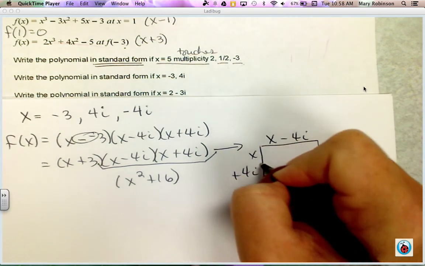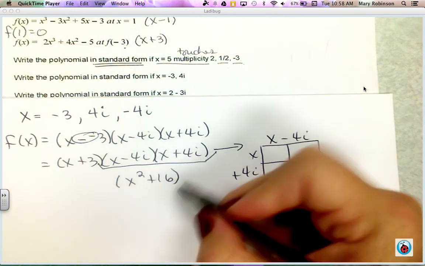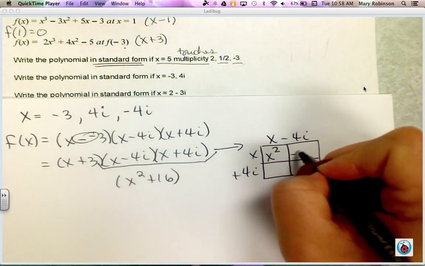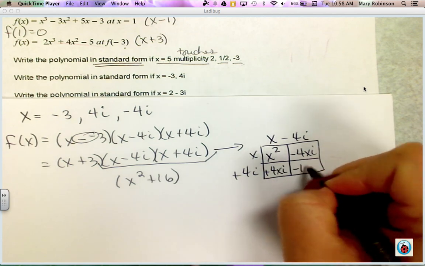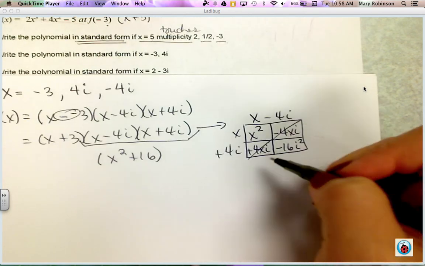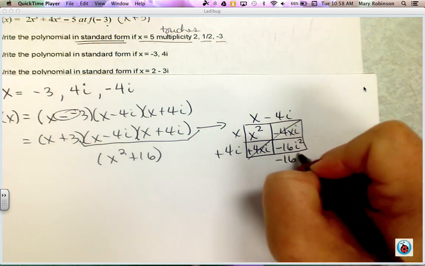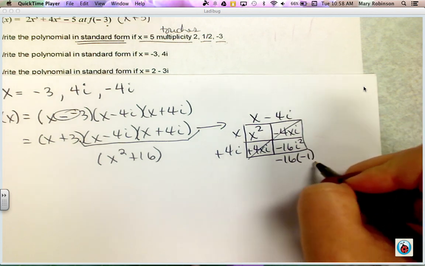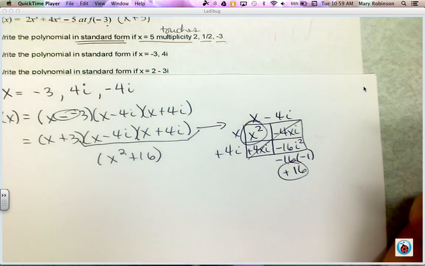I taught you how to quickly look at a complex imaginary number and its conjugate and find the standard form for those factors. But we'll have here x squared minus 4xi plus 4xi minus 16i squared. Positive 4xi and negative 4xi will cancel there, and negative 16i squared. We need to remember to substitute a value of -1 for i squared, so negative 16 times -1 is positive 16. So that's why we end up with the x squared plus 16.